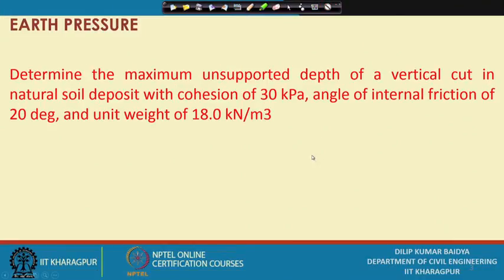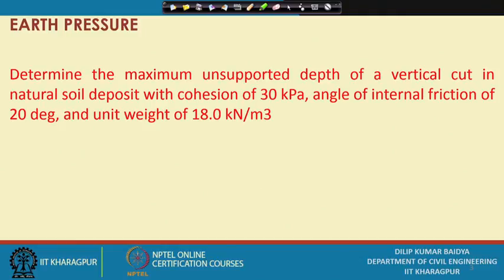Suppose we have to determine the maximum unsupported depth of a vertical cut in a natural soil deposit with cohesion of 30 kPa, angle of internal friction of 20 degrees and unit weight of 18 kilonewton per cubic meter. So, this is the problem.